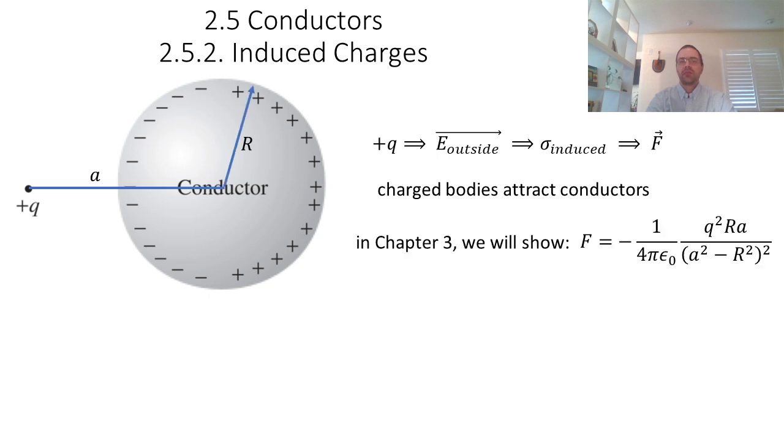Now in chapter 3, we're going to calculate this force. And here I just give you the result, assuming that the conductor is a sphere of radius r and the plus Q charge is at a distance a from the center of the conductor, then the force is minus 1 over 4 pi epsilon naught Q squared Ra over (a squared minus r squared) squared.